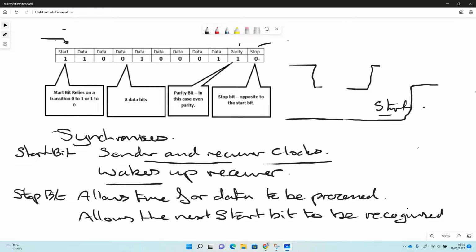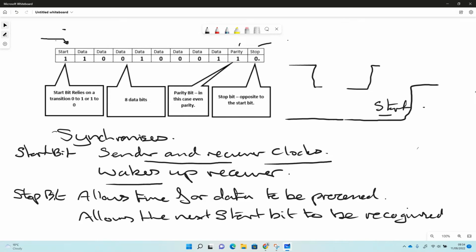So there was a question similar to this in a recent exam. It was quite poorly answered by people because many people just said, oh, the start bit shows when the message starts and the stop bit shows when the message ends. That's nowhere near accurate enough for A level. You have to talk about the clocks. You have to talk about the sender and the receiver. For the stop bit, allowing the data to be processed or allowing the next start bit to be recognized, they're good answers. Just saying that it shows when the end of the messages are happening is not enough.